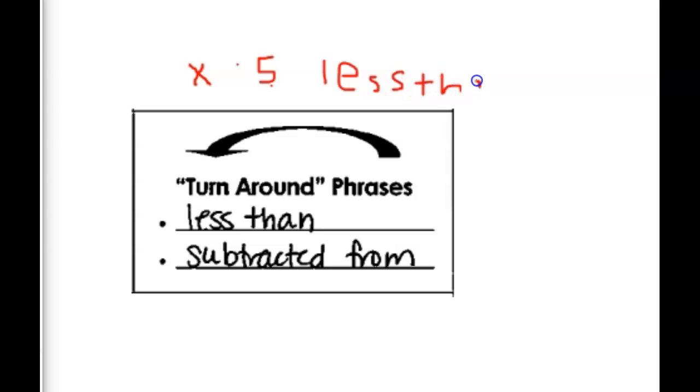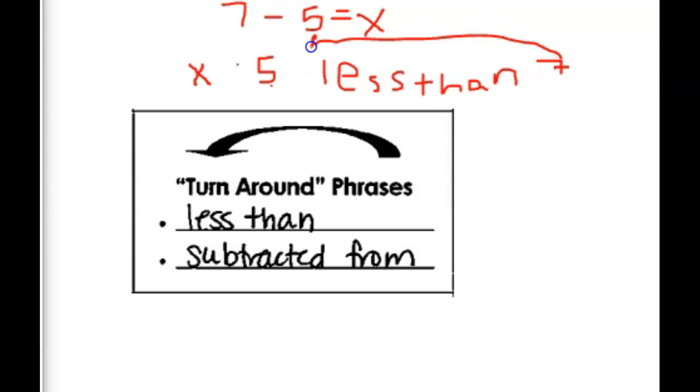When I say a turnaround phrase, I'm going to turn this phrase around. There's some number x that is 5 less than 7. Okay, so that means that I have to say, hey, 7 minus 5 is going to give me some number x. Notice I turned the phrase around.